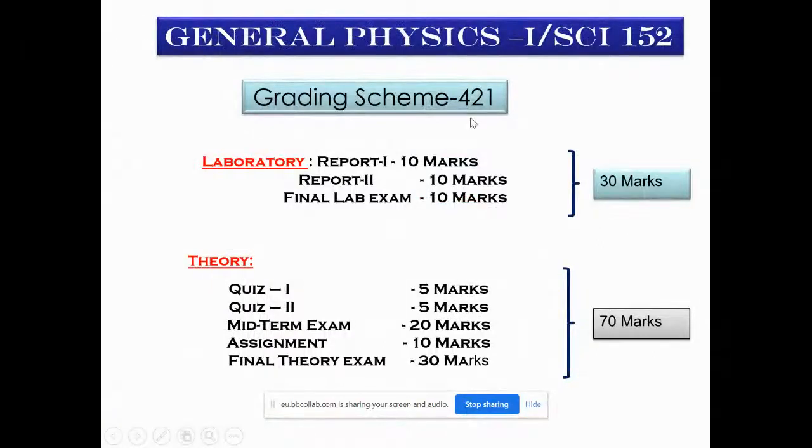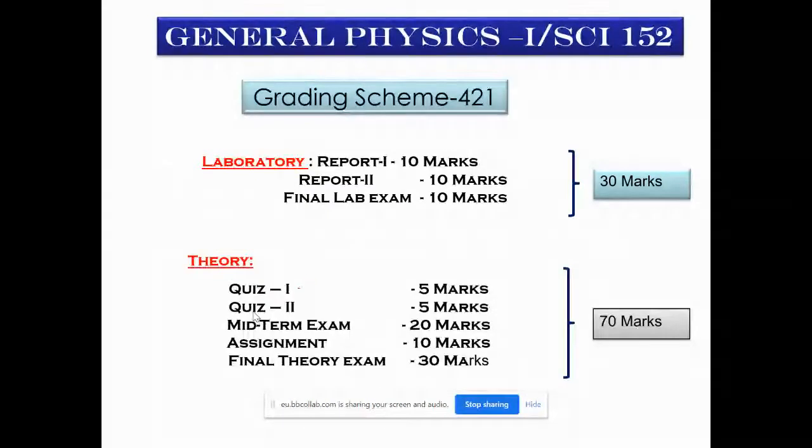Okay. This is our grading scheme. General Physics 1, our physics code will be SEI 152. So how do we make the grading scheme? For the laboratory, you will get 30 marks. Understand? And then quiz 1 5 marks, quiz 2 5 marks, midterm 20 marks, assignment 10 marks. Brother, actually this assignment, after quiz 1 we will give one assignment which carries 10 marks, and after quiz 2 we will give one more assignment which carries 10 marks, and then we will take an average.